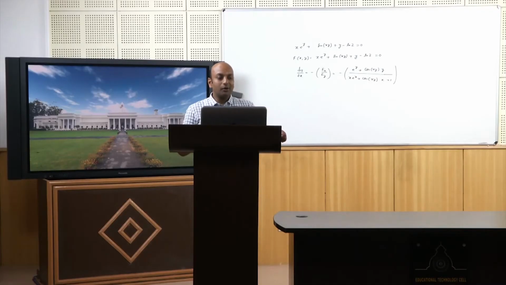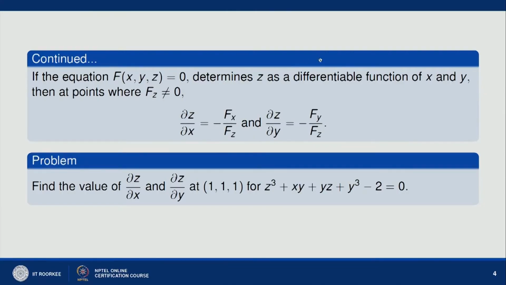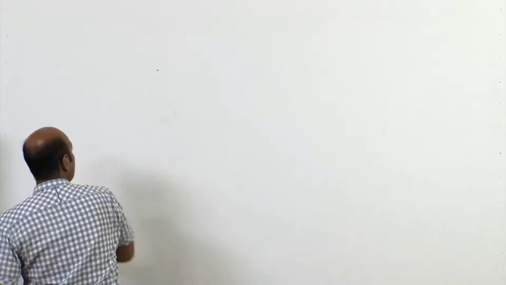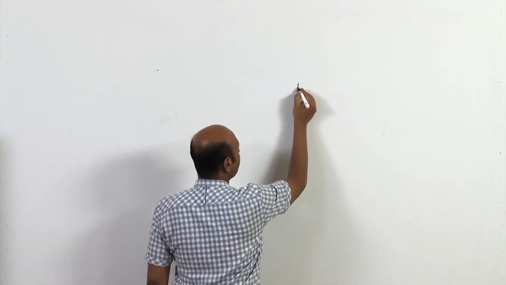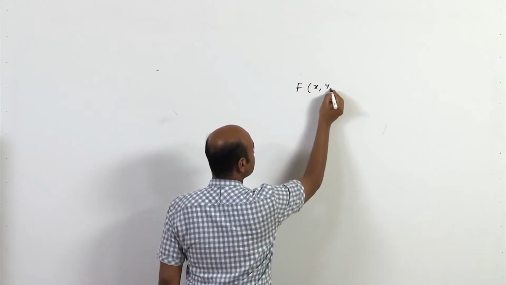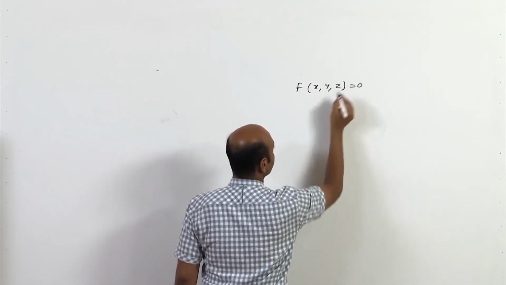Now instead of two variables, suppose f is a function of three unknowns x, y and z, where z is a differentiable function of x and y. At points where fz is not equal to 0, we can easily say that del z by del x is given by this expression and del z by del y is given by this expression. How can we obtain these expressions?